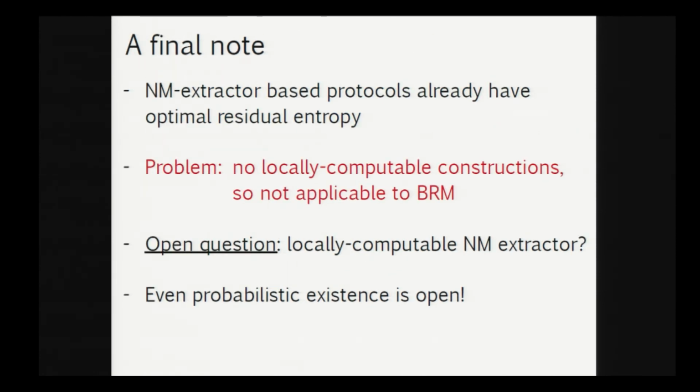Okay, let me just make one note at the end. This is kind of like a fun problem. So another solution to getting a protocol in the bounded retrieval model would be to get a locally computable non-malleable extractor. So the non-malleable extractor protocols, in fact, already have optimal residual entropy, but the problem is that there's no known locally computable non-malleable extractor. And in fact, even the probabilistic existence is open. So before we had constructions of non-malleable extractors, we knew that they existed. With locally computable, we don't even know if that's true. So I think this problem is completely open, and it's kind of fun.